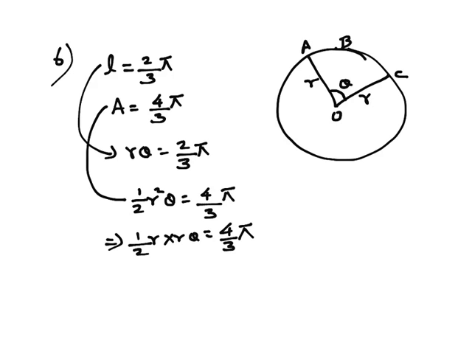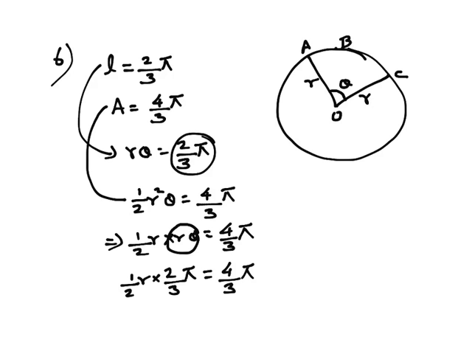Now I'm going to replace this r theta with 2 by 3 pi, I mean both of them are the same. So 1 by 2 r into 2 by 3 pi equals 4 by 3 pi. If you simplify, you'll get r equals 4. So the radius of the circle is 4. From that you can very easily find the central angle. So 4 times theta, r theta is 2 by 3 pi, which gives us theta equals pi by 6. Right? So radius is 4 and theta is pi by 6.